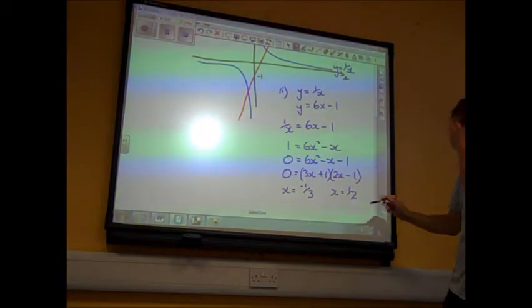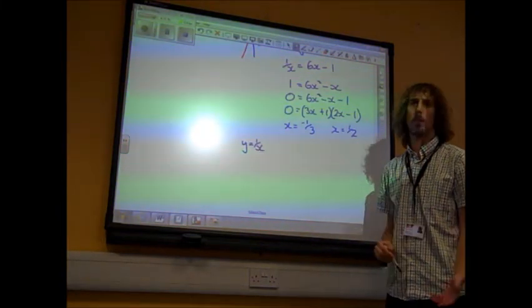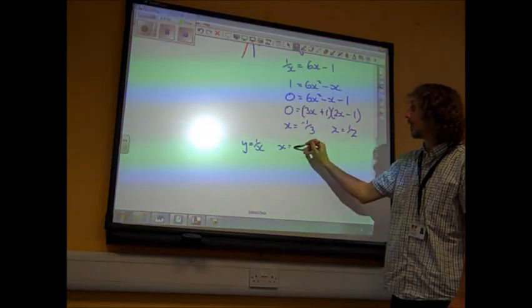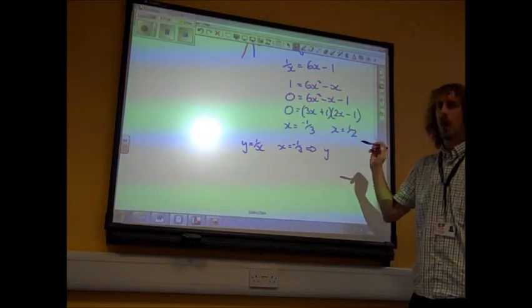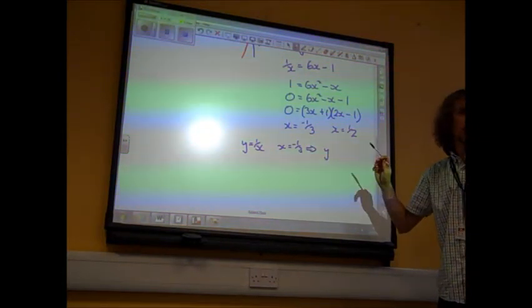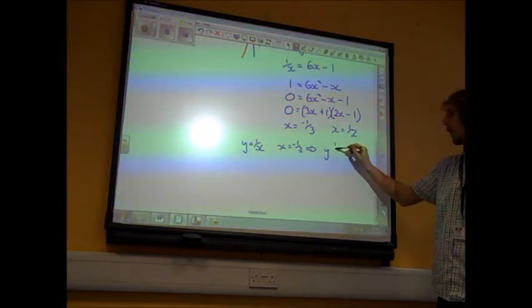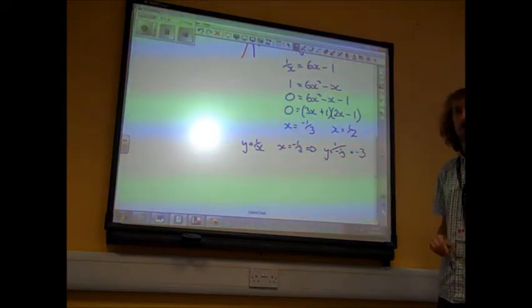Find out the y value, the other bit. y was 1 over x. The other one would be just as easy to work out, but we'll go with that one. If x is minus a third, y would be 1 over minus a third. If you divide by a fraction, you multiply by its reciprocal. So 1 over minus a third is equal to negative 3.